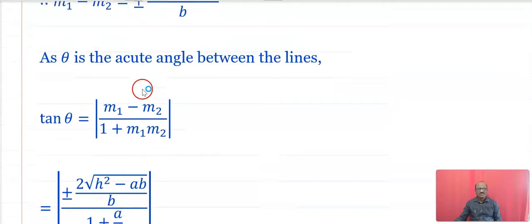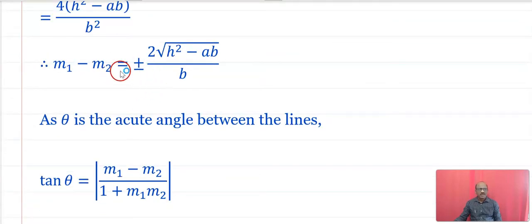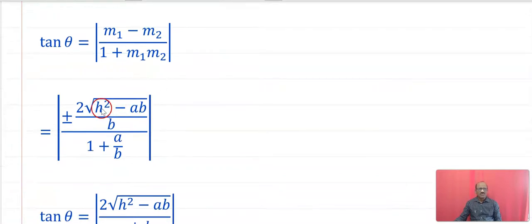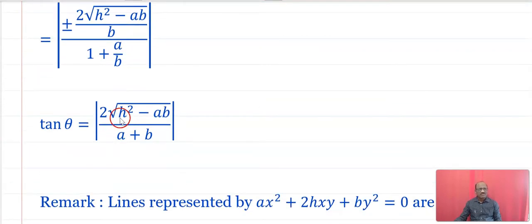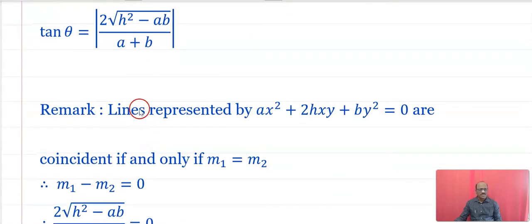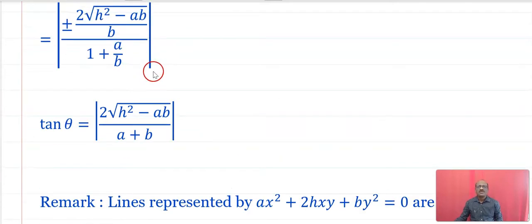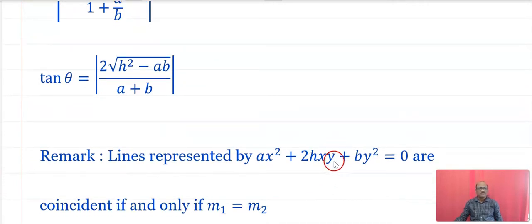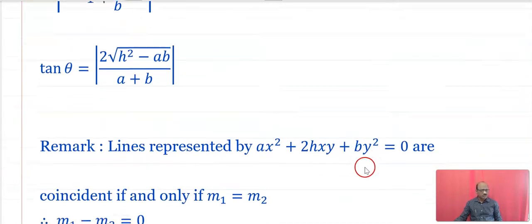Here, if we substitute the value of m1 − m2, which is ±2√(h² − ab)/b, over 1 + a/b, and simplify it, then you will get 2√(h² − ab)/(a + b). This is the angle between the pair of straight lines given by the joint equation ax² + 2hxy + by² = 0.